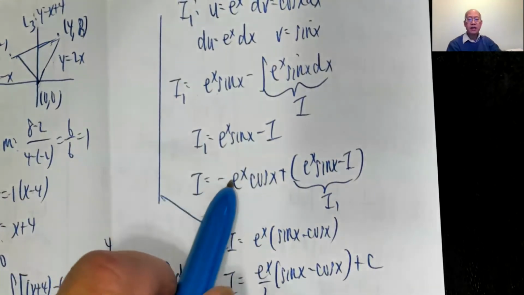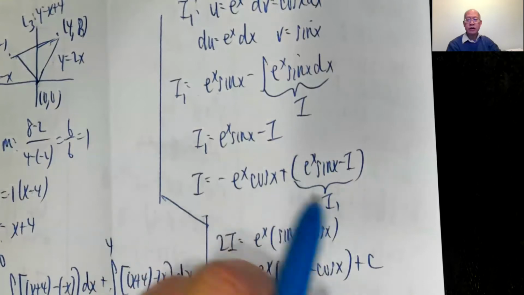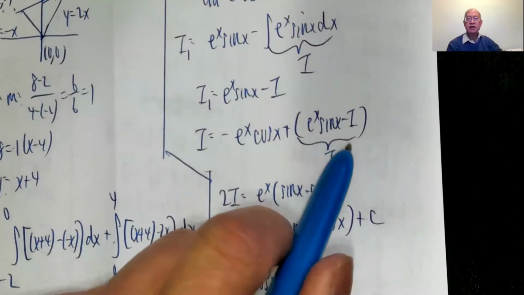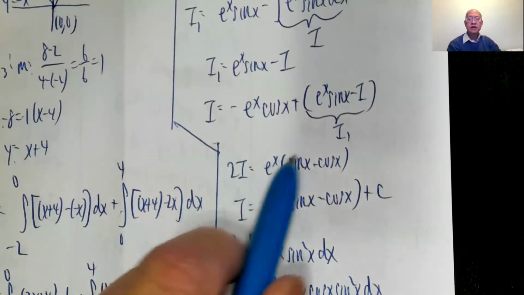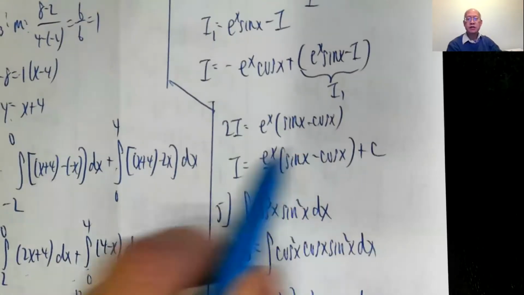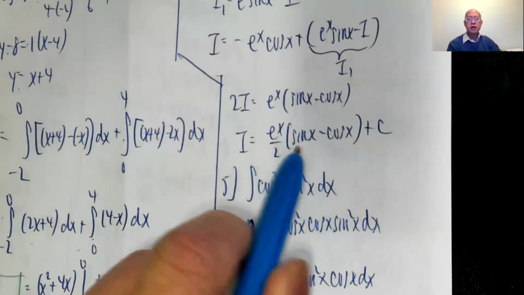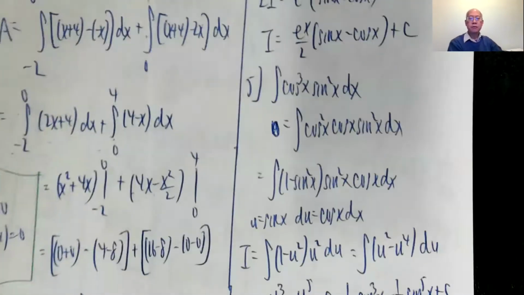So I is negative e to the x cosine x plus I1. And here's I1, e to the x sine x minus I. Add I, 2I equals, factor out the e to the x, I'll write it as sine x minus cosine x. So I is e to the x divided by 2, times sine x minus cosine x, plus c.